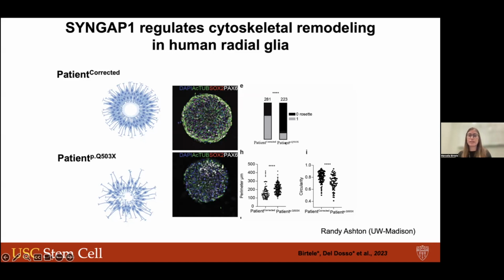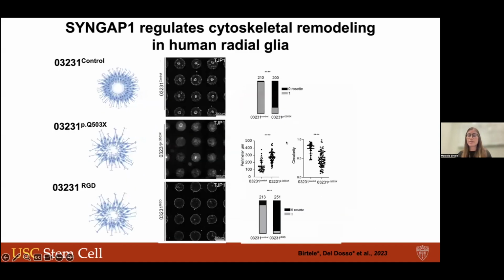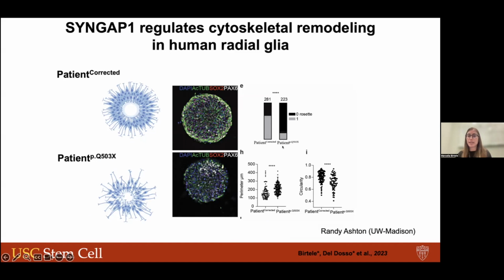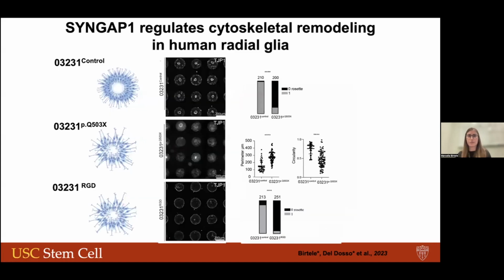And what we could find was that the patient line had an increased percentage of cells that were not able to make the rosette. And for the small percentage where rosettes with a single ventricle were formed, the actual structure of the rosette was quite different, as you can appreciate from this representative image. The perimeter was much larger, and the organization was less structured.